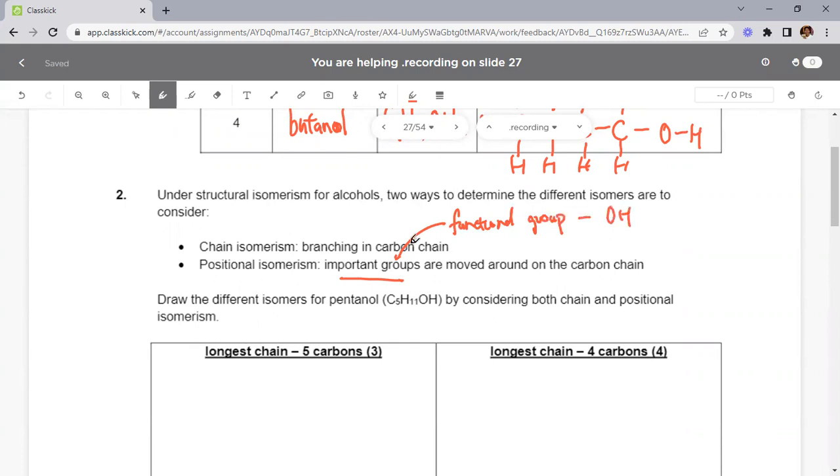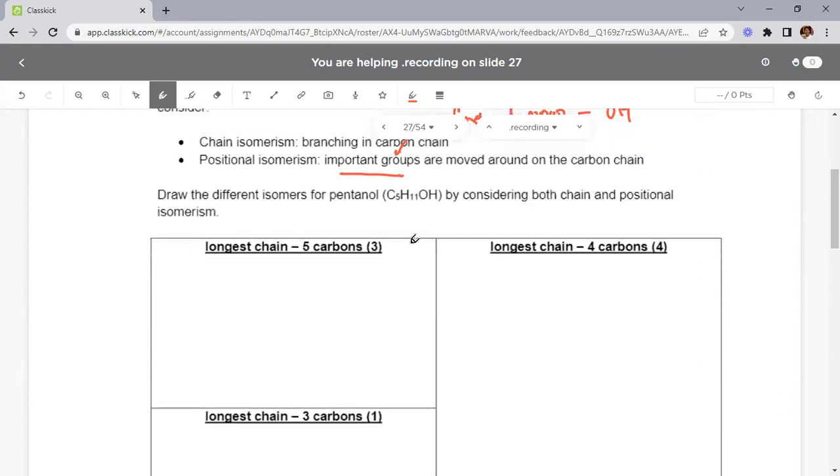Okay, so I'm going to show you the five carbon, pentanol, so this C5H11OH. There are three isomers for the five carbons. So I'm going to show you the three of them. So first thing, because the longest chain is five carbons, I'm going to draw five carbons: one, two, three, four, five. So my first isomer, I'll put the O and the H over here. So you can see the OH is attached to the last carbon over here.